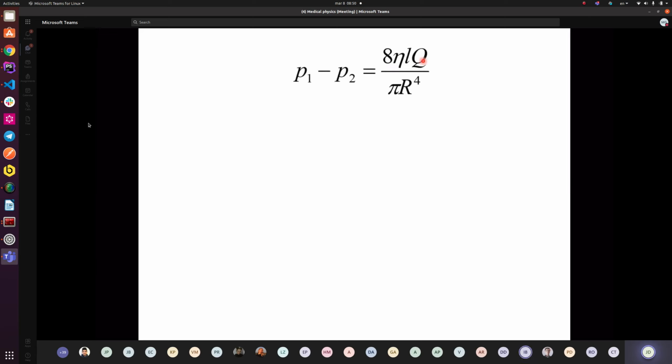So the next one and the most powerful is R, because R is the force power. So to decrease pressure, we need to increase R, the radius of the blood vessels. How?